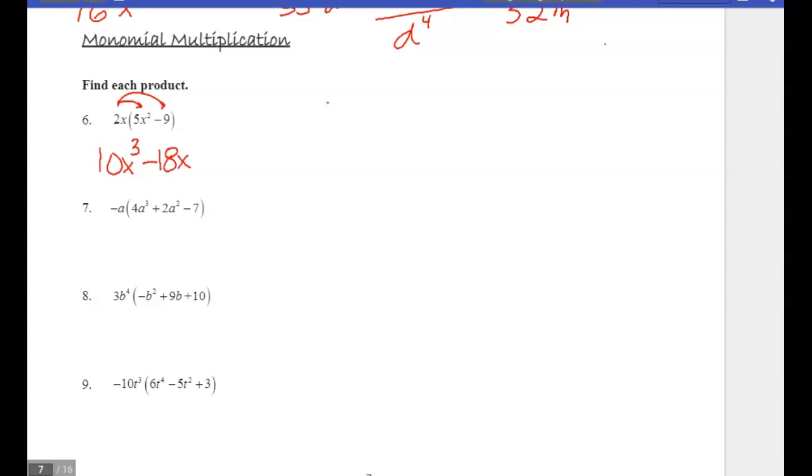Like terms don't matter when you're multiplying. You can merge everything together. If we had to add things, we can't add these because this is a 3 and this is negative 18x is first power.